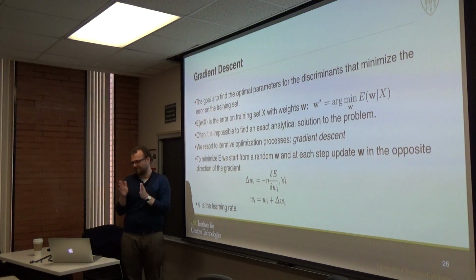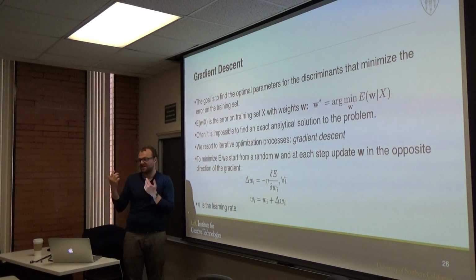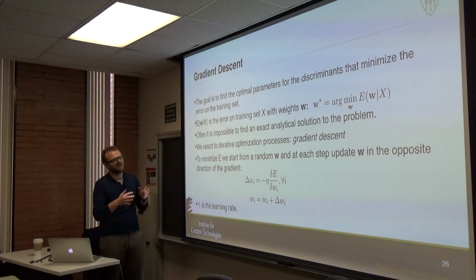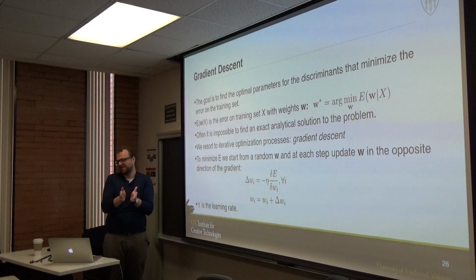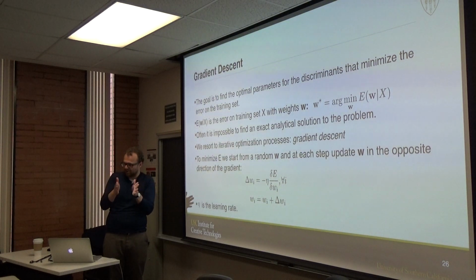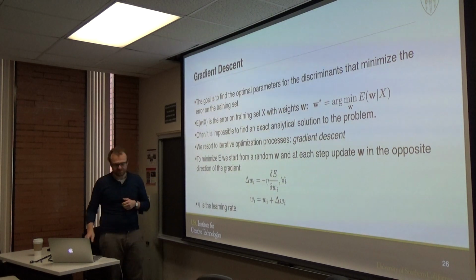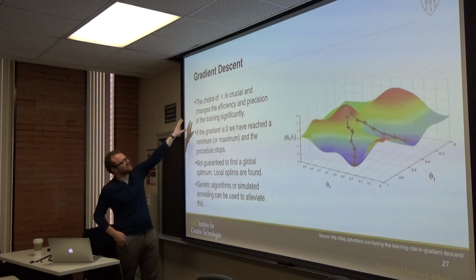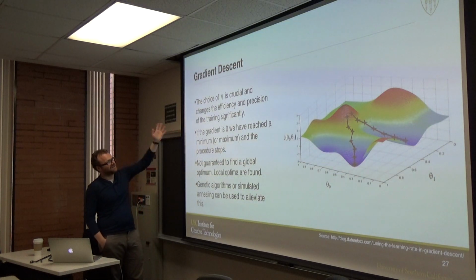You have to find a good one, and this is another hyperparameter that needs to be validated. And sometimes, if you have complex learning and very large data sets, you don't just stick to one eta. In the beginning, you want to make maybe big jumps, and then towards the end, you want to make smaller jumps, because you have found already a good spot where the error is low, and you just want to fine-tune where is the optimal location. Okay. All right. So choice of eta is crucial, and changes efficiency and precision.